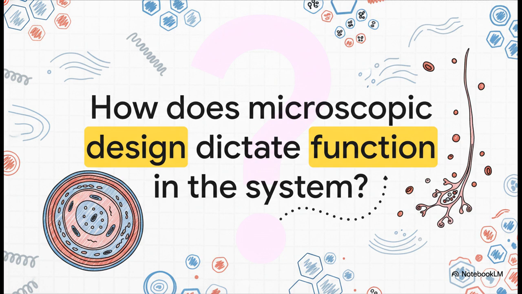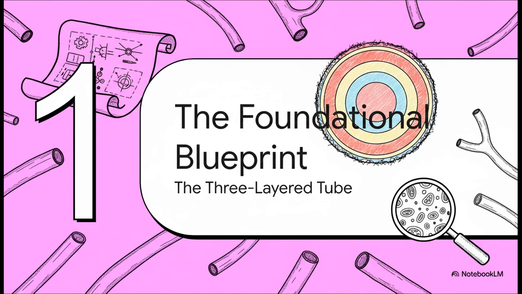How does the microscopic design dictate function? Because I'm telling you, from the massive aorta all the way down to the tiniest capillary, every single structural detail is there for a reason. Once you understand this blueprint, the whole system just clicks into place. So, where do we even begin? Well, we start with the foundational blueprint.